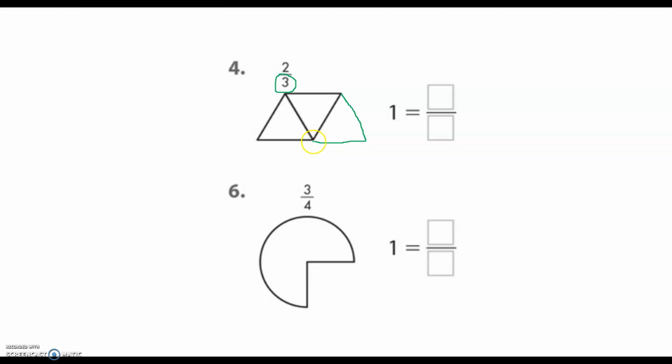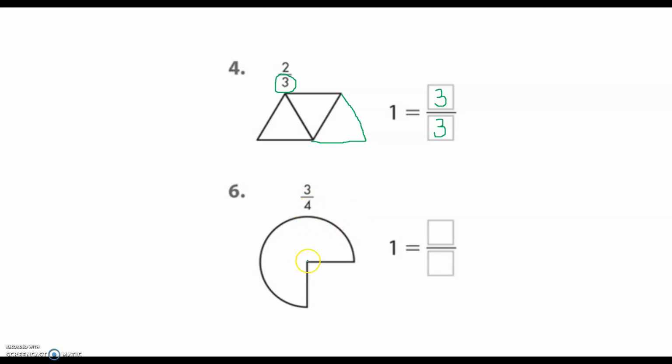So you might draw something that looks like that. And again, you could draw it over here. You could draw it up here. We just need 3 equal pieces to make 1 whole. So 1 whole, if my denominator is 3, 1 whole means my numerator also has to be 3 because I need 3 pieces out of 3 to make 1 whole.